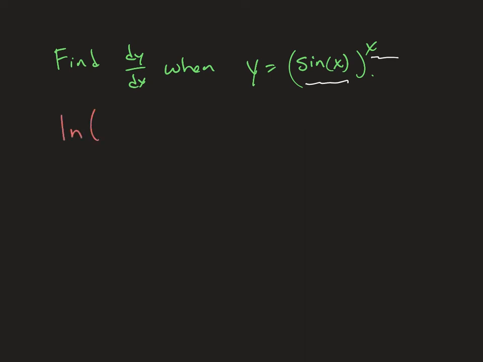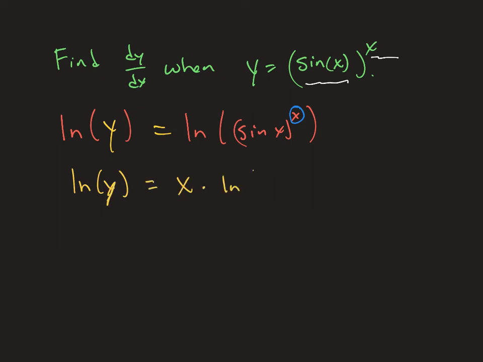So we're going to do the natural log of both sides. This is like a broken record now. That's how the technique works. And then we'll have the natural log of the sine of x raised to the x power. And the whole point of this natural logarithmic differentiation is to get this exponent x out in front. And then we'll have to run through our implicit differentiation. So this is going to be natural log of y equals x times the natural log of sine of x.